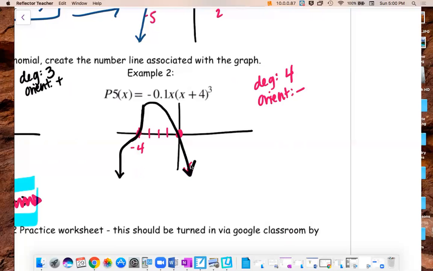Now we're just going to create a number line that goes with it. So draw yourself a number line. Remember, the only numbers you need on there are your x-intercepts. So we have 0 and -4. Those get represented with open circles, so draw your open circles there.